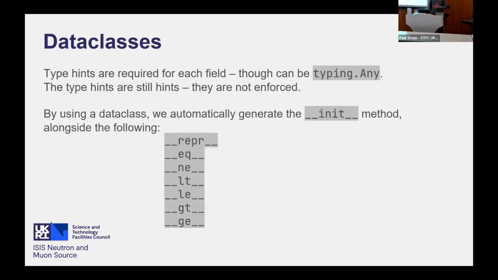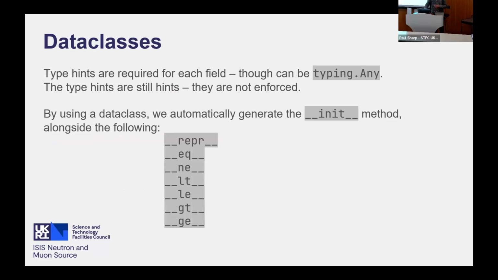So when it comes to a data class, you have to put a type in for each field. They are compulsory at this point, but it can just be typing.Any, which means it could be anything. But the type hints are still hints. They're still not enforced. You can still put whatever you like in. As I mentioned already, we've automatically generated the init method, and we get a few others generated as well. So we've got the repr for representing the class, and then the comparison routines here. So we've got equal, not equal, less than, greater than, and so on.